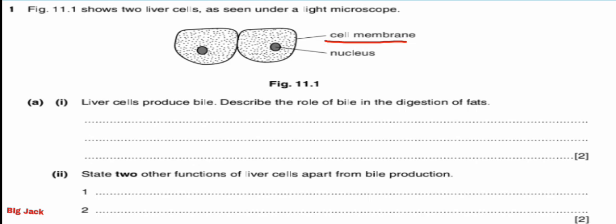So let me start with the cell membrane. The cell membrane selects what goes in and out of the cell, like water and other gases. As a result, this one is referred to as the selectively semi-permeable membrane. The other name for the cell membrane is just the selectively semi-permeable membrane because it selects what goes in and out of the cell.